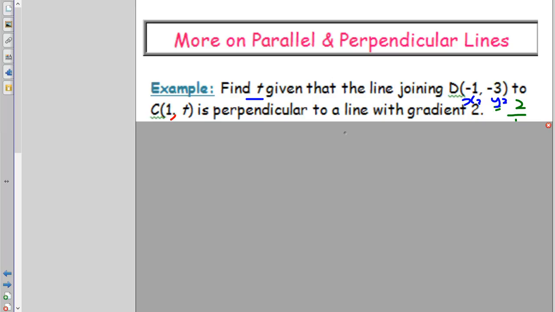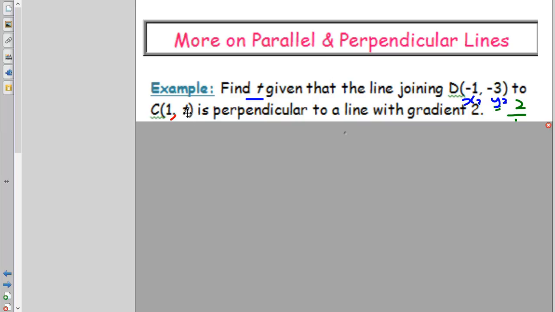So, more on parallel and perpendicular lines. Here's a little example. Find t, given that the line joining the coordinate D, negative 1 and negative 3, to C, 1 and t, is perpendicular to a line with gradient 2. So it's interesting to think, how would we go about that? You're asked to find what t is. It's the missing y part of the coordinate of C.